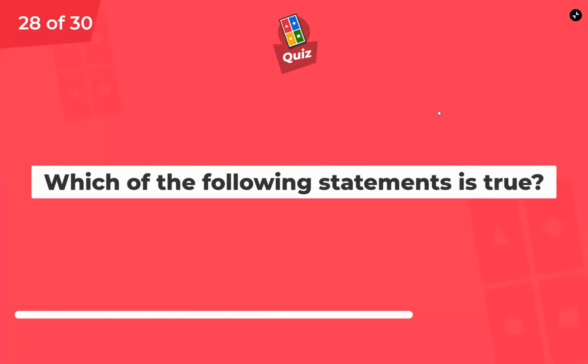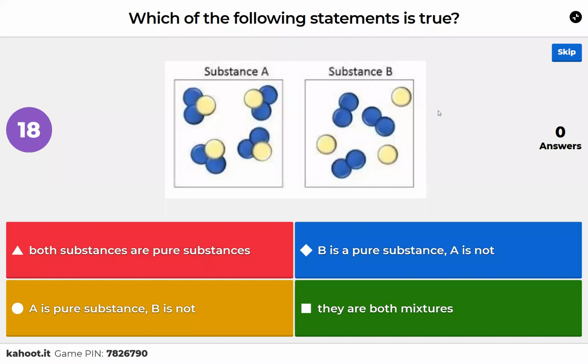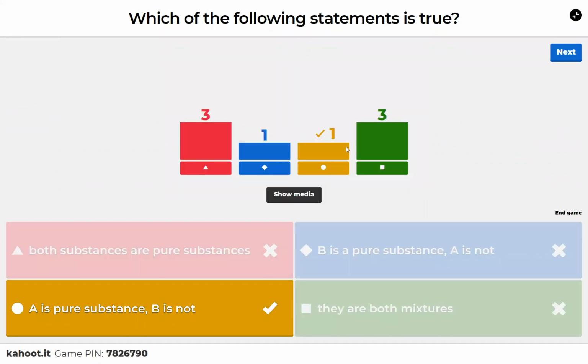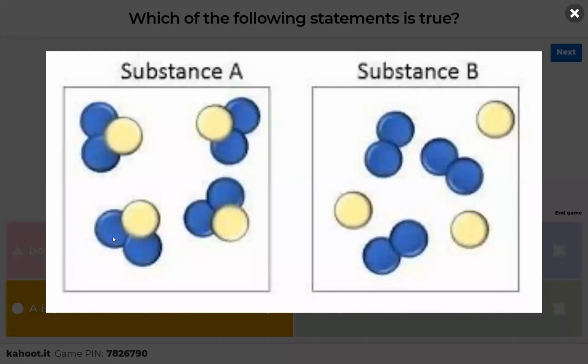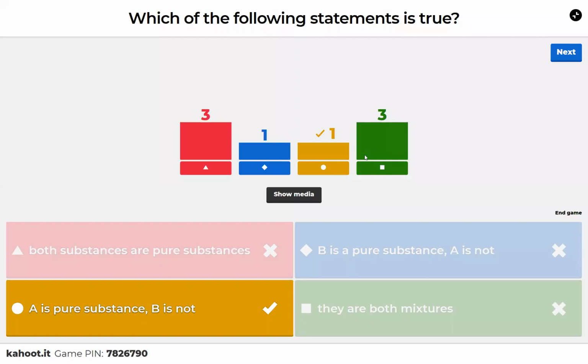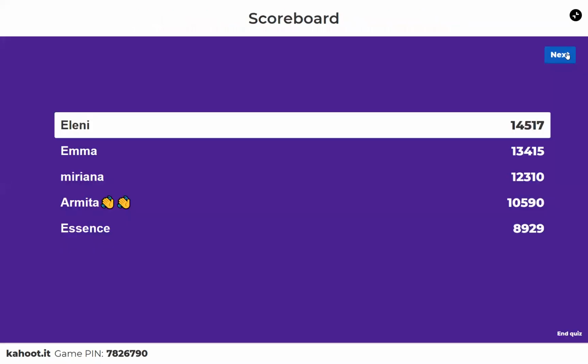Which of the following statements is true? Think about particles and how we use that to describe pure substances and things that are not pure substances. Yeah, so if you look at A, it has the same particle, all 4 are the same. If you look at B, we can see different particles, so B would be not a pure substance. A would be a pure substance. All right, so 2 questions left. Here we go.